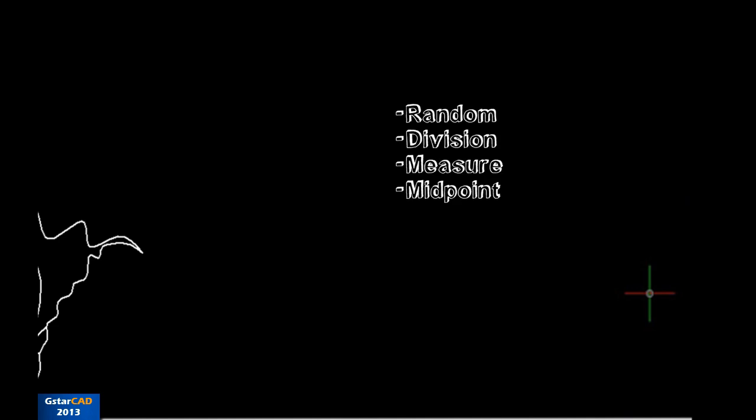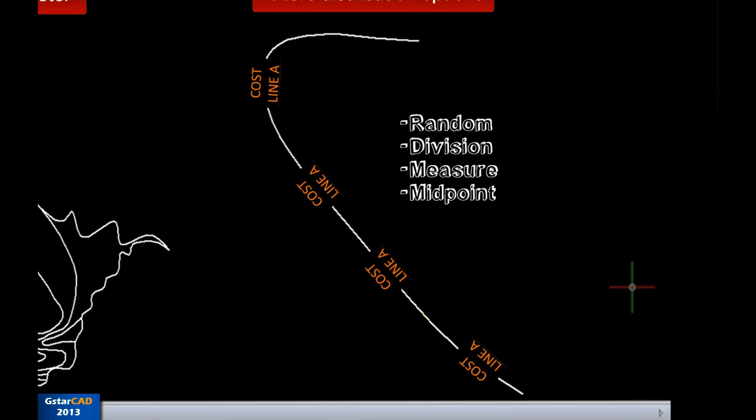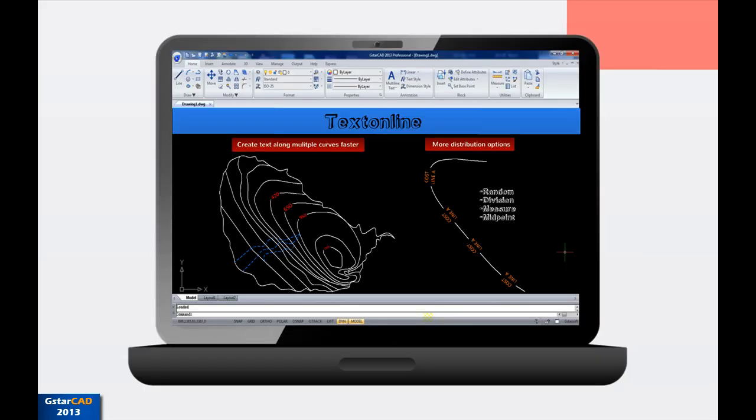And there is another enhancement. You will have more distribution options. The distribution options are almost the same as layout by path. You will have a random division, measure and midpoint options. And these are the text online enhancements.